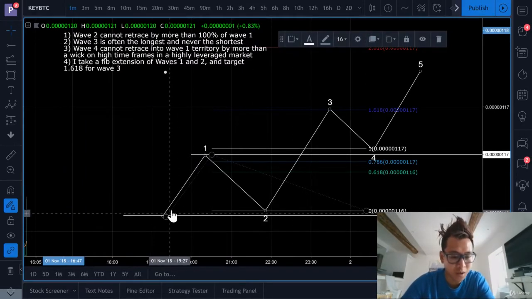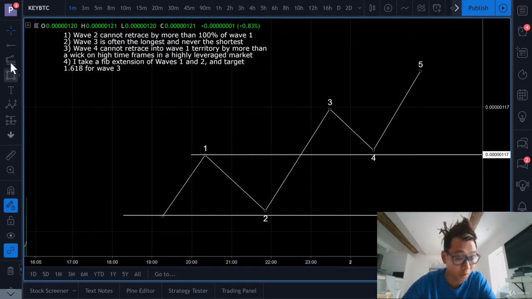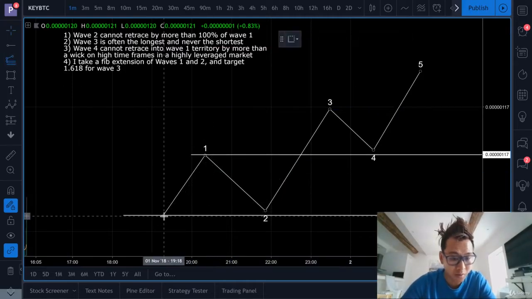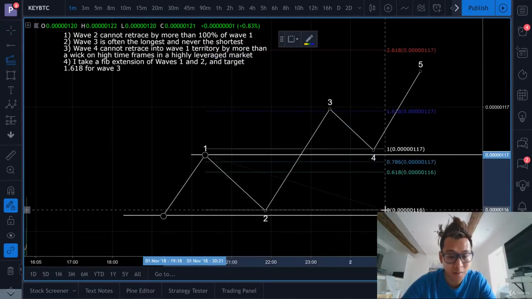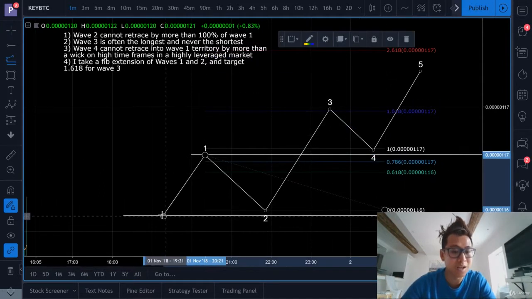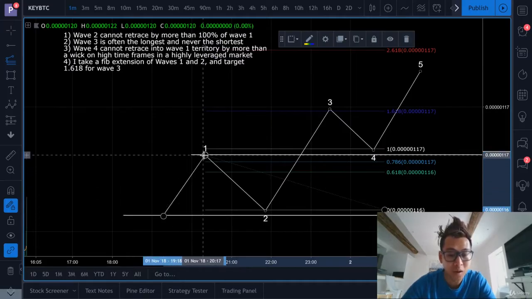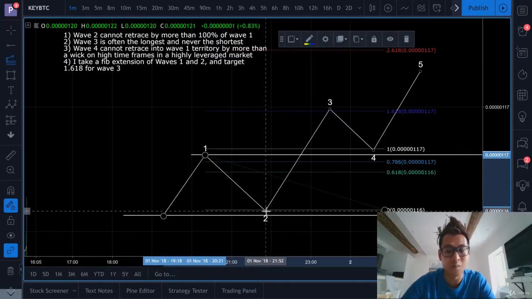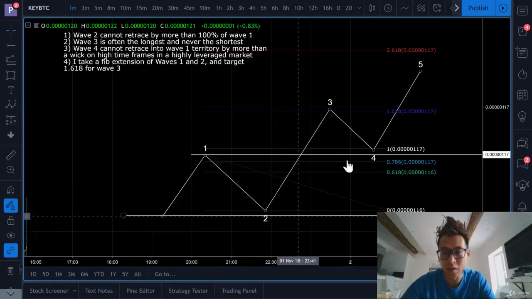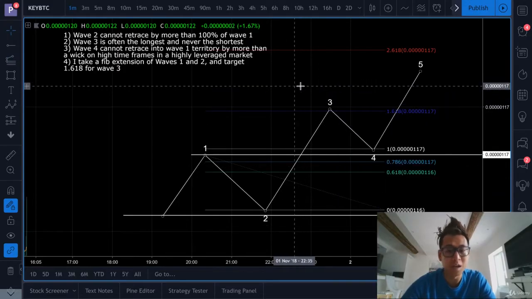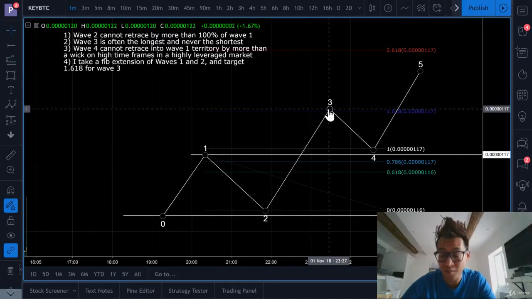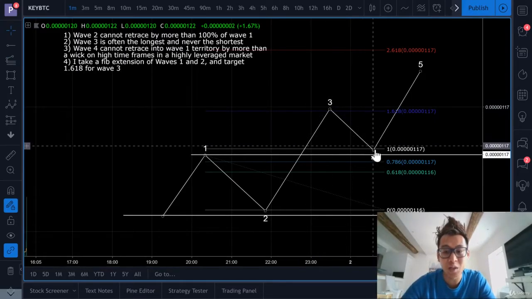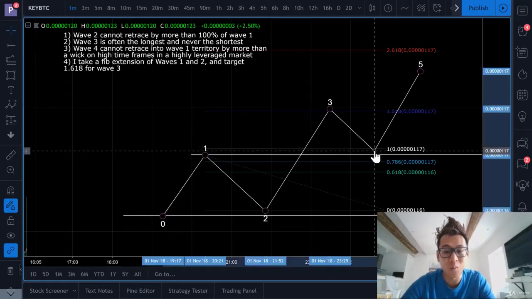So I take it from here. For the people that are not too familiar with fib extensions right now, take it from the beginning of wave 1 to the top of wave 1 to the end of wave 2. Okay, and then you target 1.618 because you want it to break out sufficiently enough. Make sense? It has to be sufficiently enough for it to retrace above the wave 1 territory.